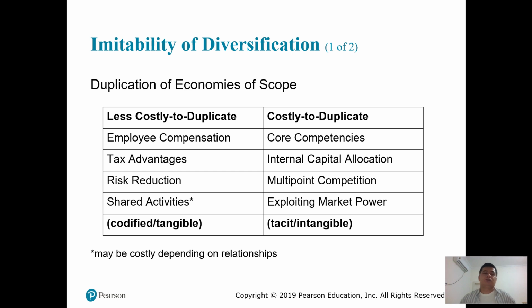So, which are less costly to duplicate and which are costly to duplicate? The less costly ones are employer compensation, tax advantage, risk reduction, shared activities, codified and tangible. The costliest are core competences, internal capital allocation, multi-point competition, exploiting market power, tacit and intangible. It may be costly depending on relationships.